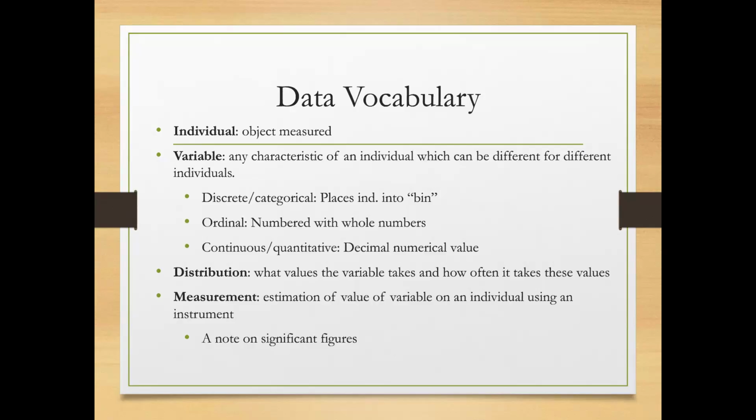And measurement is going to be an estimation of the value of our variable on an individual using an instrument. Scientific instruments have a lot of characteristics. We want to use ones that are standardized in some way. And those kinds of units that we use in scientific measurements, centimeters, milliliters, degrees Celsius, those are the kinds of measurements that we're talking about.